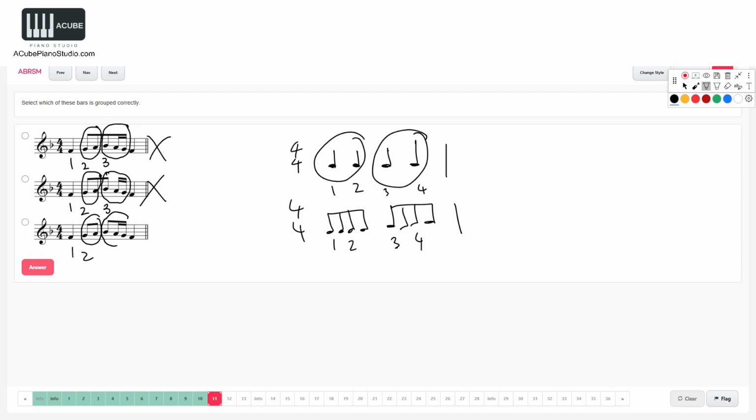This is correct, because this group of notes, these 3 notes, make up the third beat and they are grouped by themselves. They are not grouped to beat 2. So this is correct. The fourth beat is a crotchet, so there's no way to group a crotchet, because there's no tail. So it is by itself. So this is the correct answer.